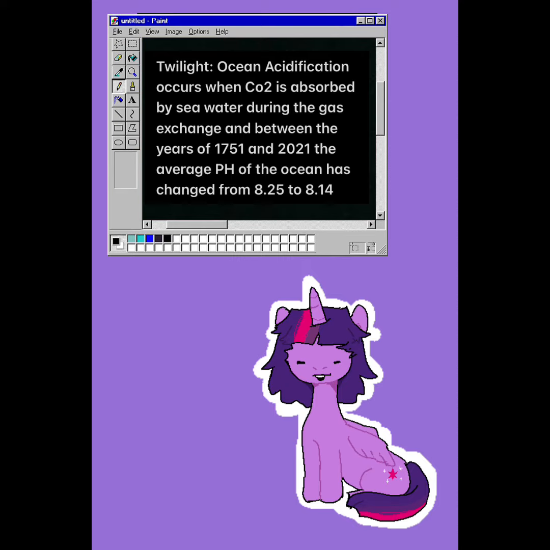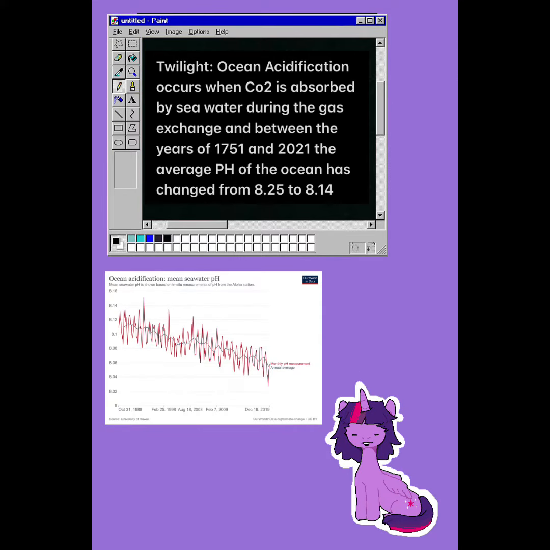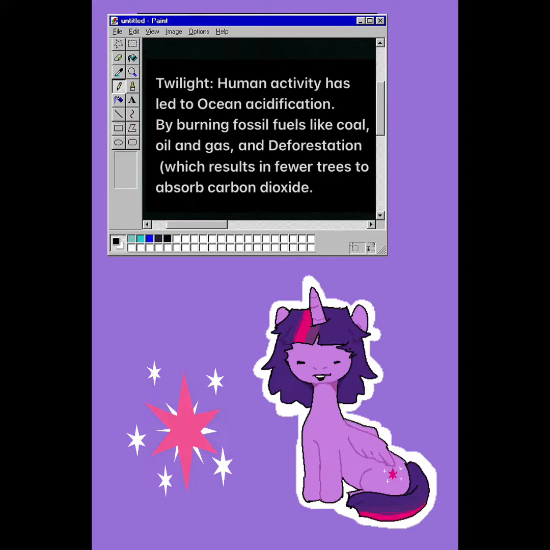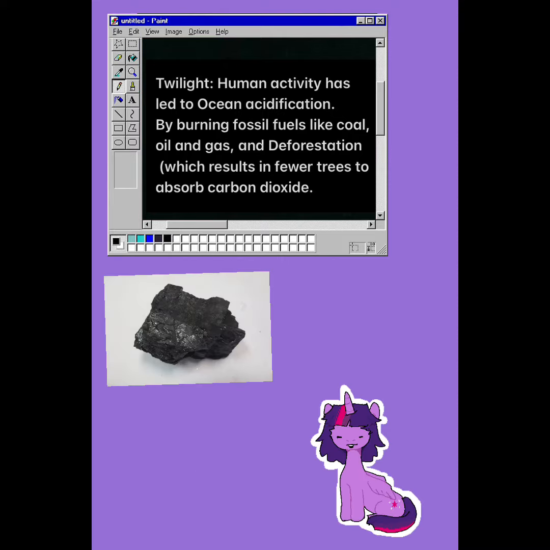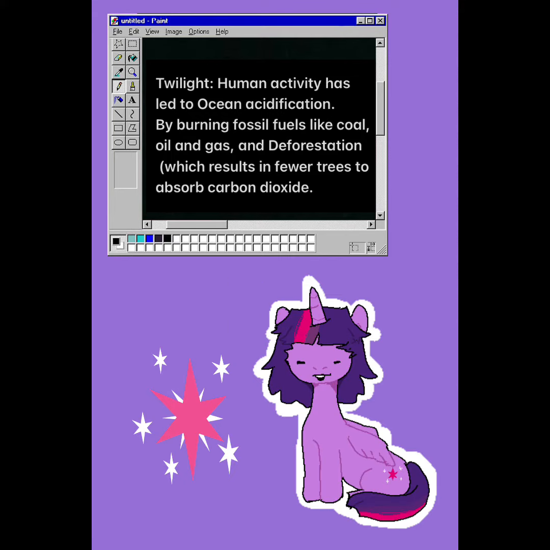Ocean acidification occurs when CO2 is absorbed by seawater during the gas exchange. Between the years of 1751 and 2020, the average pH of the ocean has changed from 8.25 to 8.14. Human activity has led to ocean acidification by burning fossil fuels like coal, oil and gas, and deforestation, which results in fewer trees to absorb carbon dioxide.